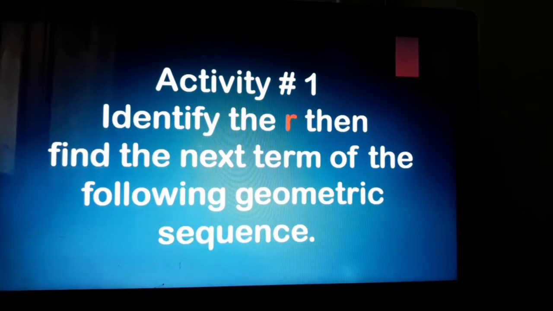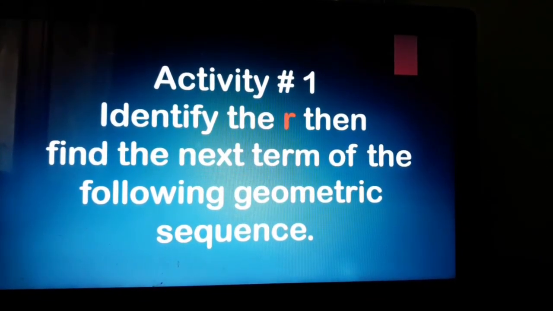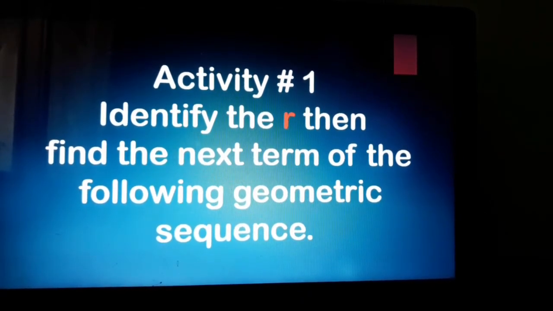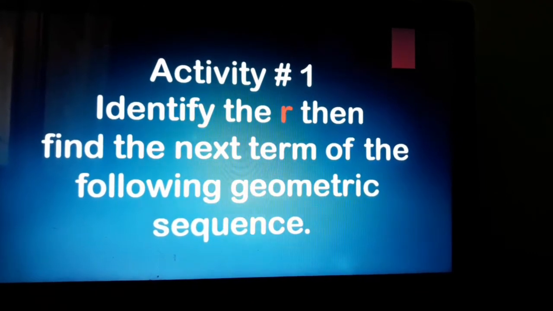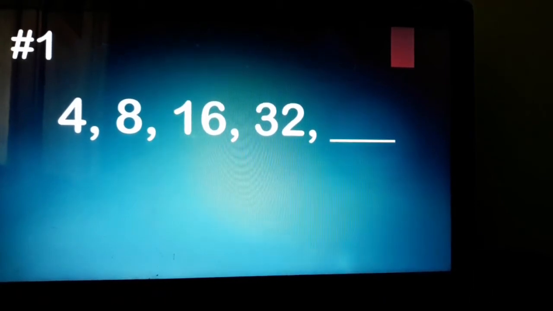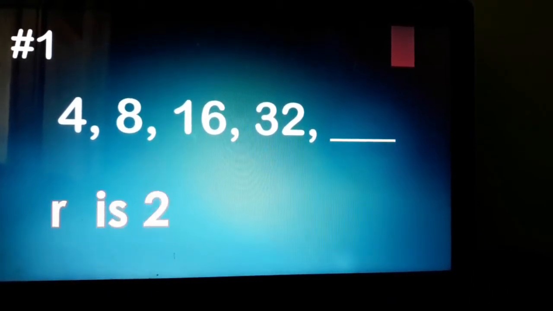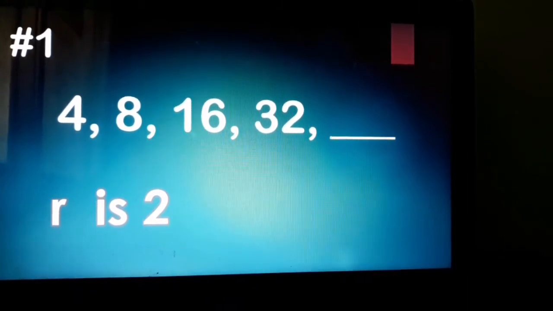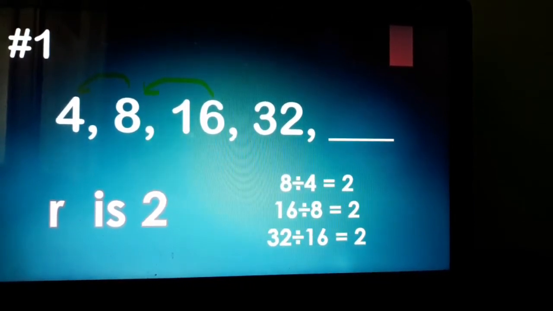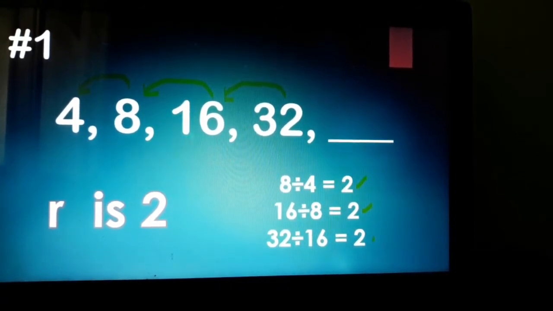Activity number 1. Okay, what we're going to do here is to identify the R or the common ratio and then find the next term of the following geometric sequence. Okay, number 1. 4, 8, 16, 32. The common ratio here is 2. Paano siya nakuha? 8 divided by 4, 16 divided by 8, at 32 divided by 16. So, pare-pareho yung 2 niya. Therefore, it's a geometric sequence. Common ratio natin is 2.